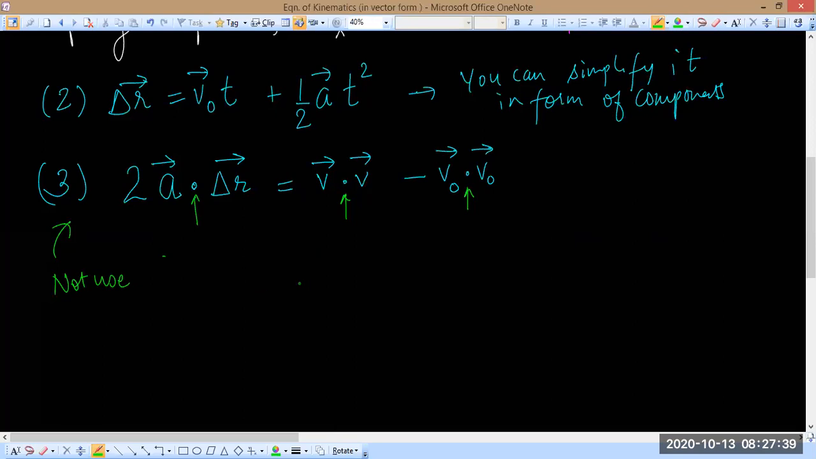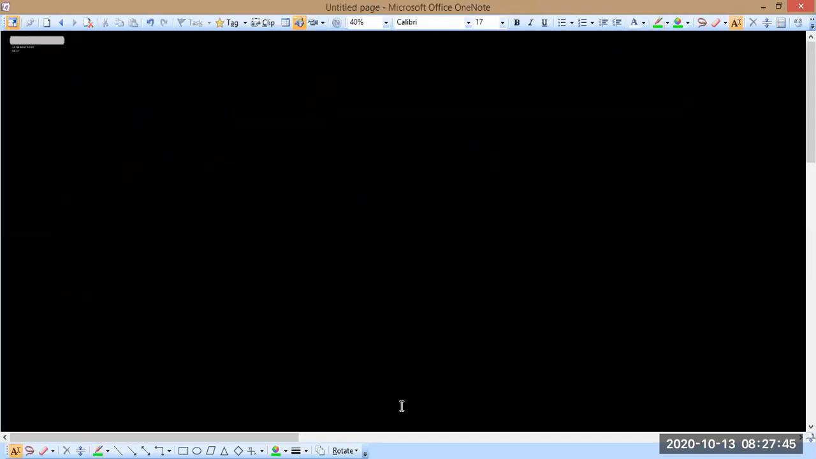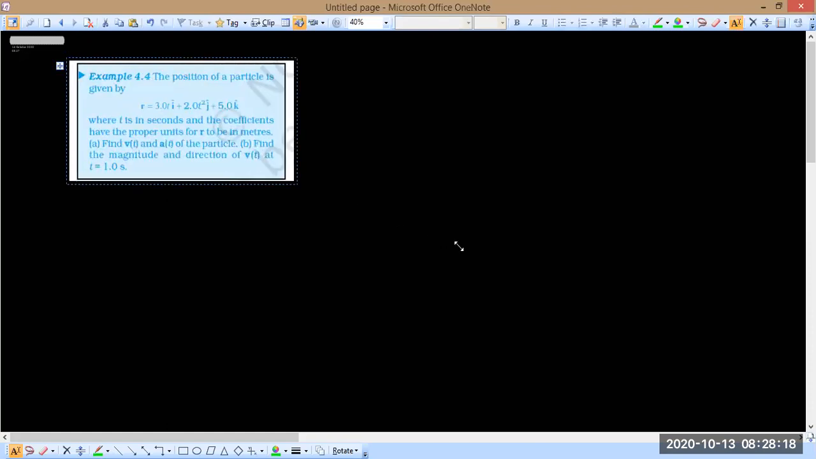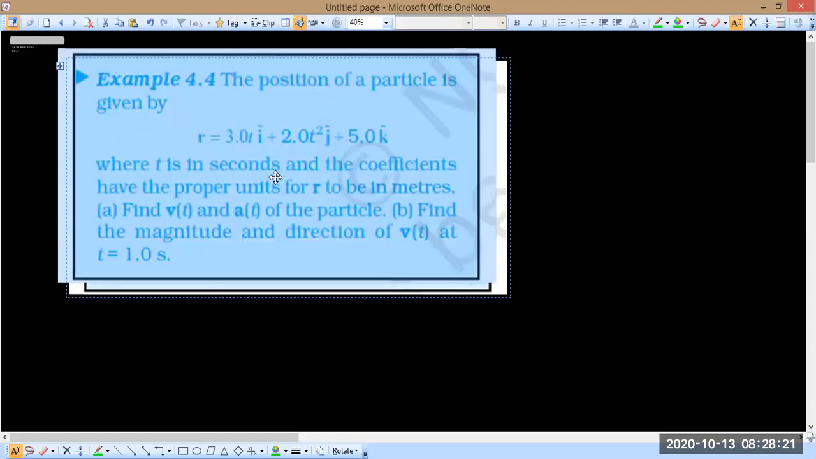Now let's solve questions based on this. There is a good example in the book, let me just find it and we will solve that one. 4th chapter. Example 4. All right.